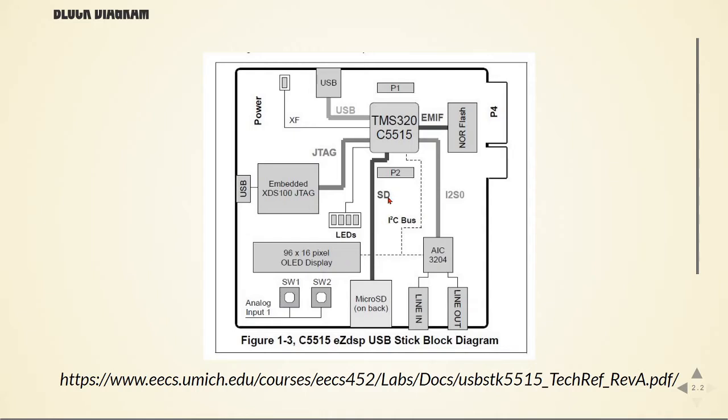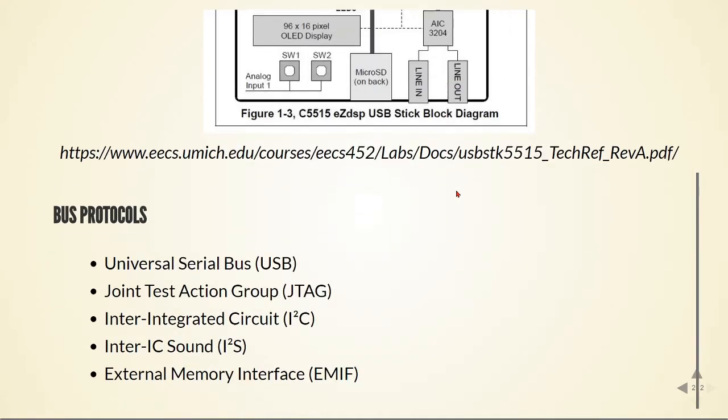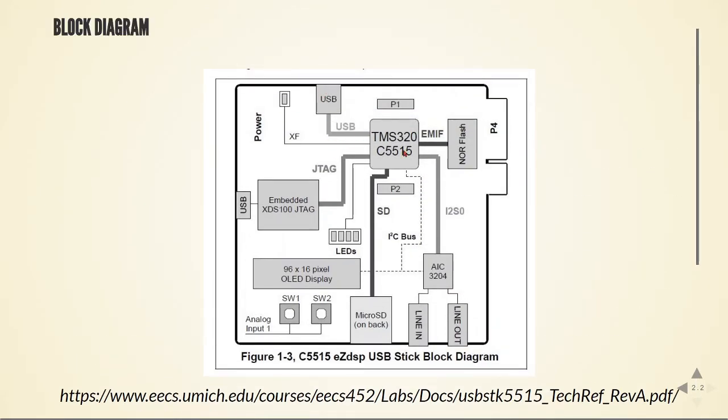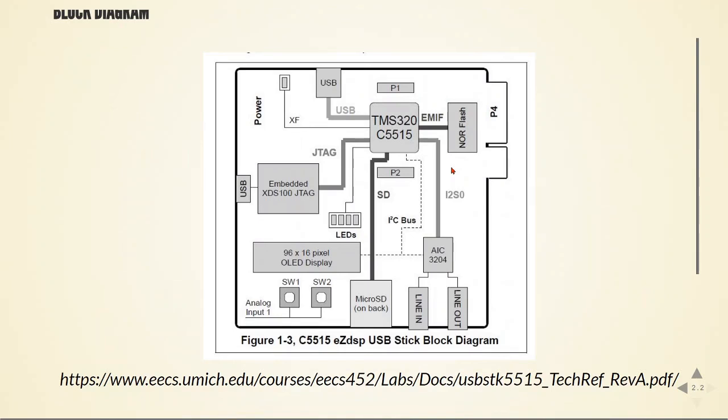We have here the I2C bus to control the audio codec and the OLED display, and we have the I2S for audio signals between the audio codec and the C5515. And so here we have these bus protocols. We have the USB slave port as well. We have the JTAG, I2C, I2S. So we are going to talk about all these components in more detail and about these bus protocols.